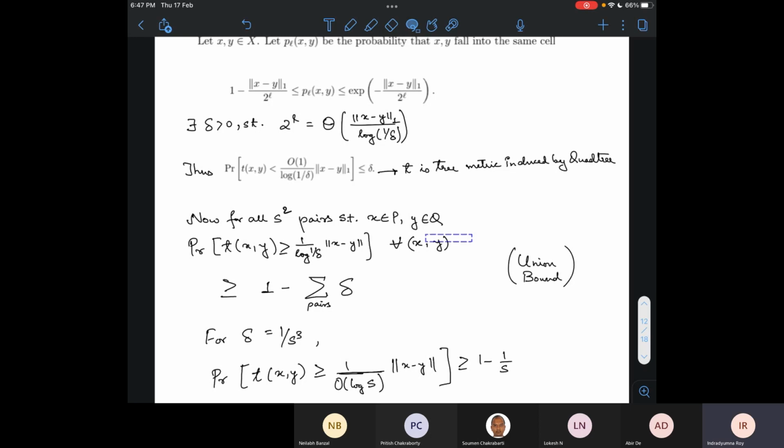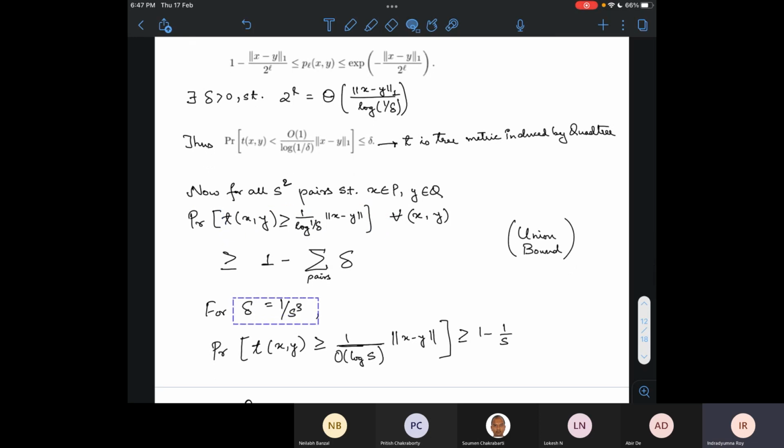So yeah, that union bound gives us this sort of thing, where with probability 1 minus the summation over delta, where the summation is over the number of pairs, this bound holds. And if you set delta to 1 by s cubed, let's say, then since the number of pairs is s squared, you have 1 minus 1 by s in the RHS, and here log 1 by delta becomes log s.